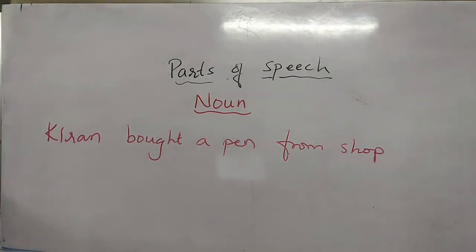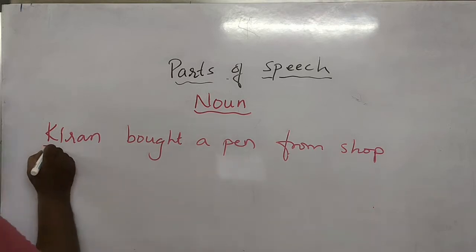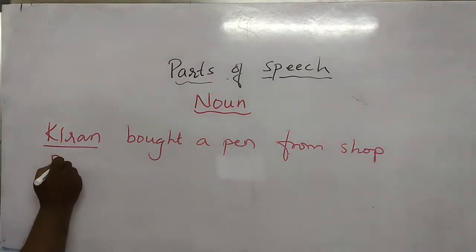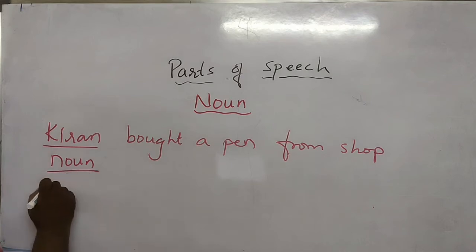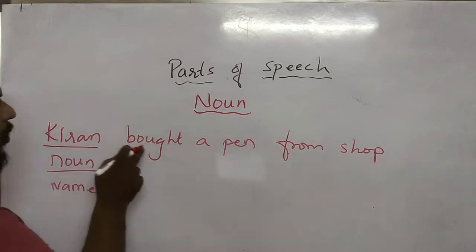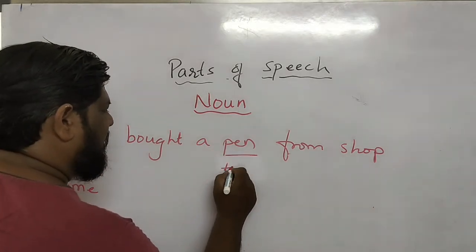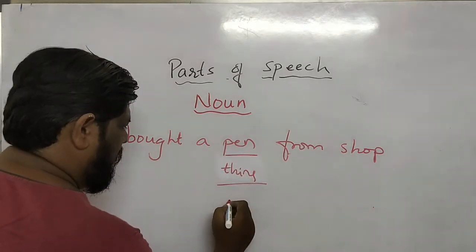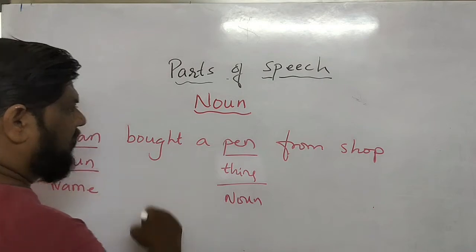Kiran bought a pen from shop. So here the word Kiran is a noun. Why is it a noun? Because it is the name of a person. So Kiran bought a pen. What is pen here? It is a thing. So again, because it is a thing, it is a noun.